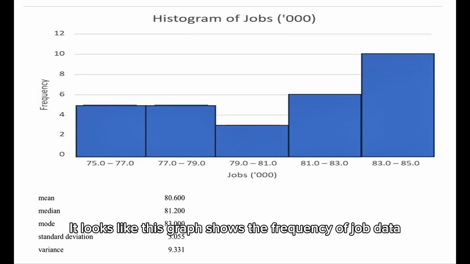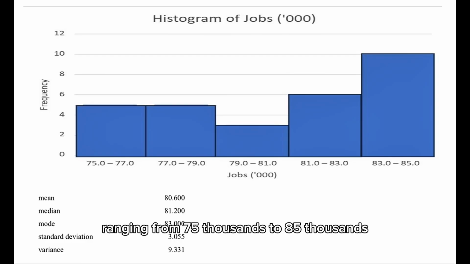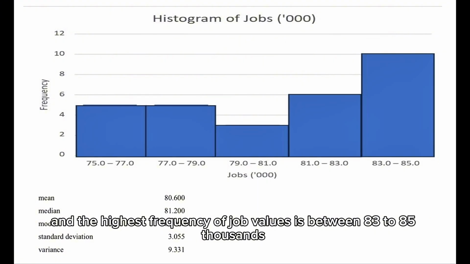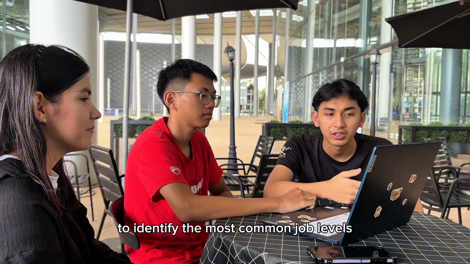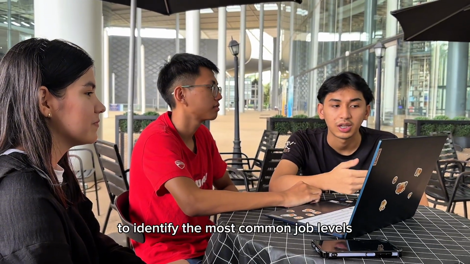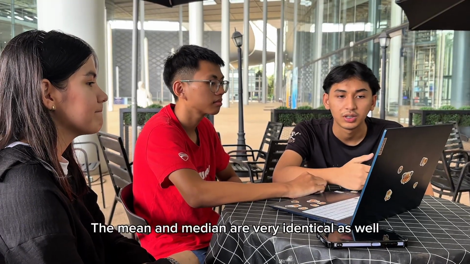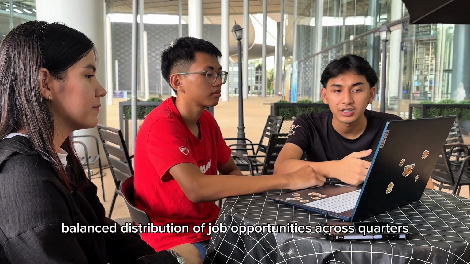It looks like this graph shows the frequency of job data values grouped into class intervals ranging from 75,000 to 85,000. And the highest frequency of job values is between 83 to 85,000, indicating the most common job range. This graph helps fresh graduates to identify the most common job levels and can support decision-making processes related to workforce planning.